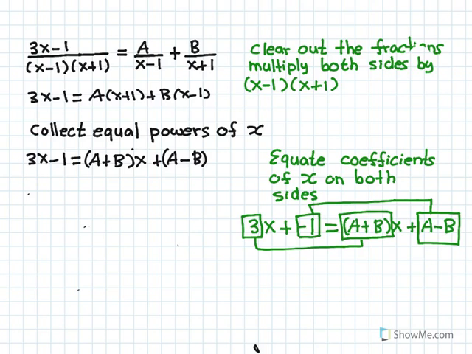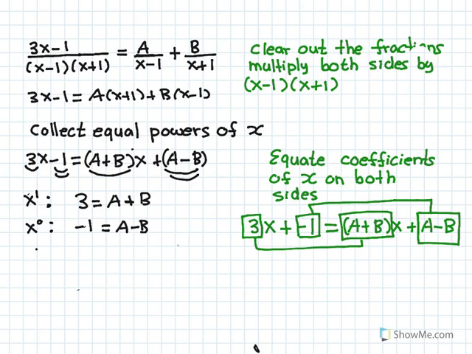Now we can see that if you look at the left-hand side, the coefficient of x is 3. If you look at the right-hand side, the coefficient of x is a plus b. And again, on the left-hand side, the constant coefficient is negative 1. On the right-hand side, the constant coefficient is a minus b. So equating the powers of x on both sides, we get 3 is equal to a plus b. Equating the constant coefficients on both sides, x to the 0, which is just 1, we get negative 1 is equal to a minus b.